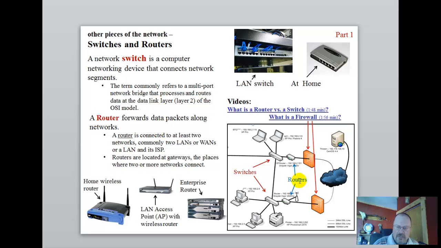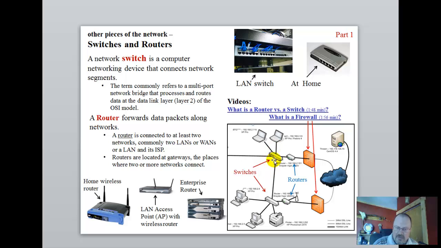Now a router, on the other hand, notice where these routers are. Here and here. A router forwards data packets along networks. So a router is connected to at least two networks, commonly two LANs or WANs, or a LAN and an ISP.